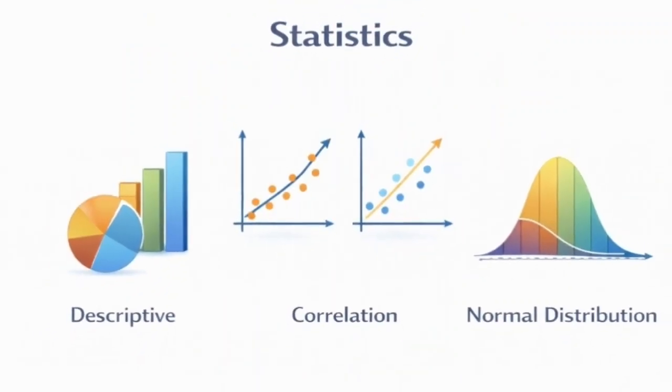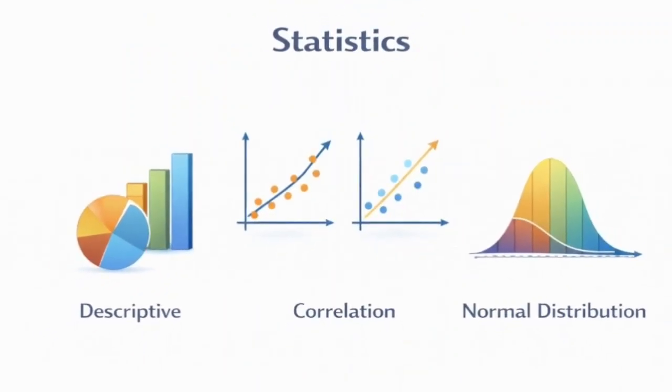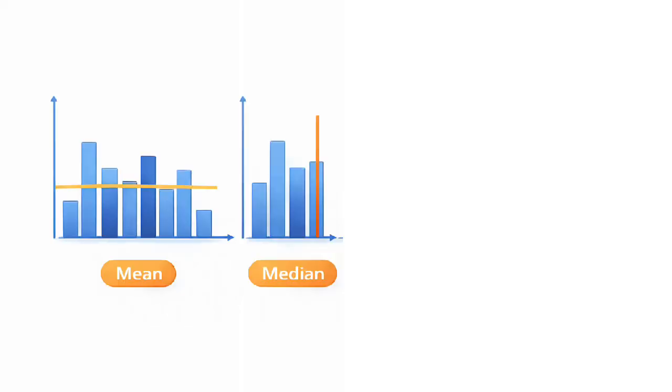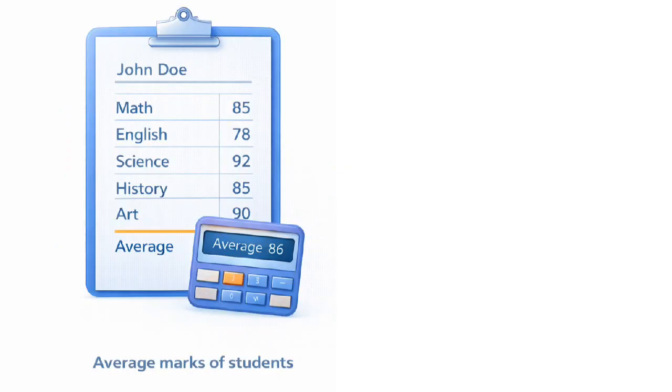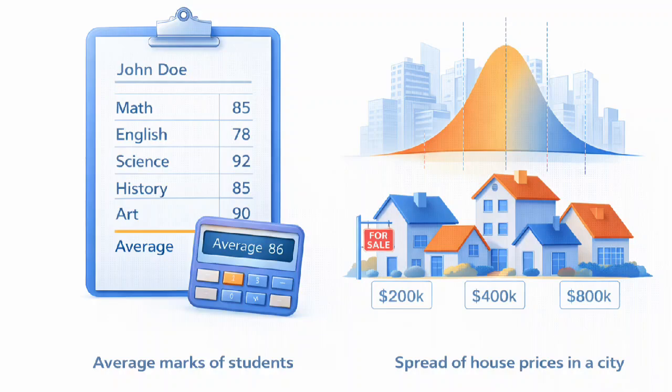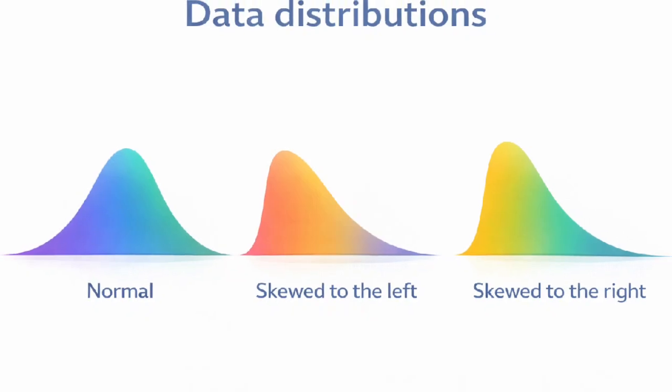Before a machine learning model can learn anything, we first need to analyze the data, and that is where statistics plays a key role. Statistics helps us summarize large amounts of data using simple measures like the mean, median, mode, and variance. These measures tell us about the central tendency of the data and how much the values vary. For example, the average marks of students or the spread of house prices in a city can be understood using statistical concepts.